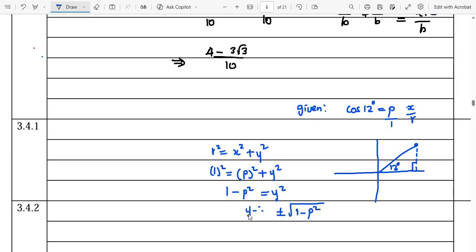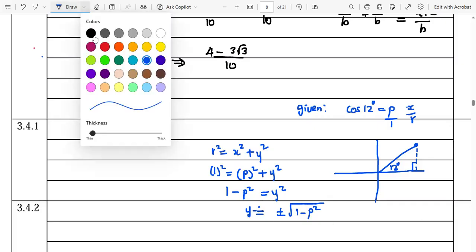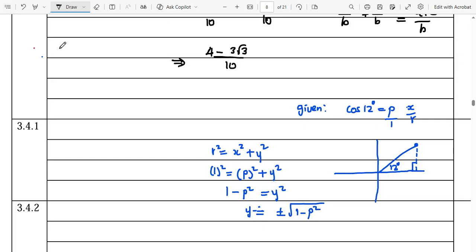Now we need to decide if y is positive or negative. How do we do that? Look at this. Remember, these are the y values on the y-axis, and this is your x. The y values are positive. Therefore, y will be positive: the root of 1 minus P squared.